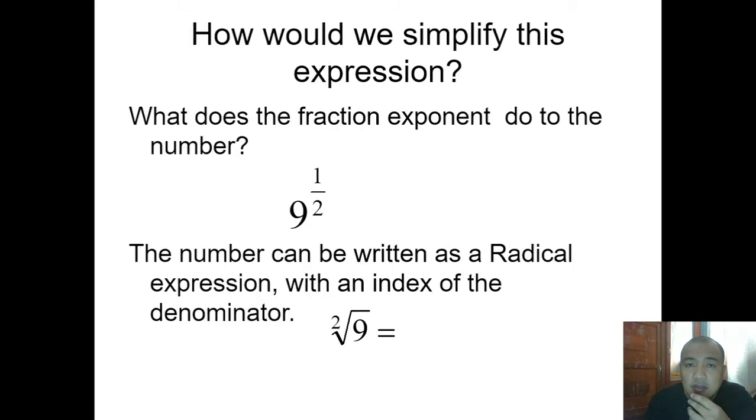So now, how would we simplify this expression? What does the fraction exponent do to the number 9 raised to 1 over 2? So the number can be written as a radical expression with an index of the denominator. So the index is actually the denominator of the fraction 1 over 2. So that means it can be written as 2. The index is 2, 9, and it can be read as square root of 9.